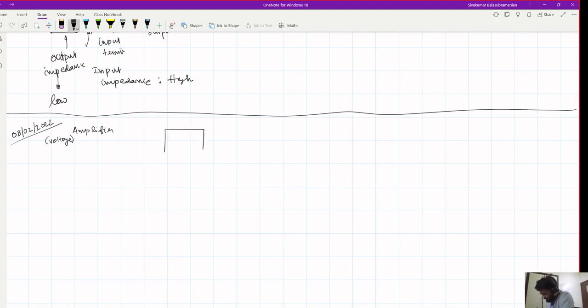Okay. An amplifier is a two-port system. It's got an input port and an output port. The input is some voltage, output is some voltage. This is an amplifier. And your output voltage is simply some G times Vi, where G is your gain.